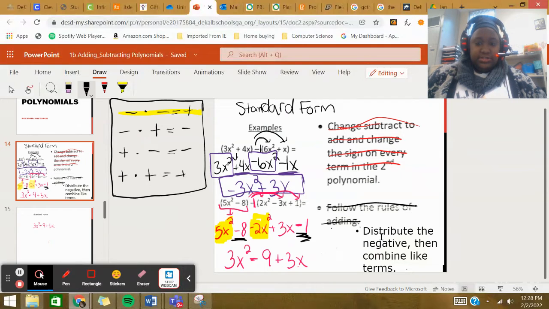Okay, so again, make sure that you guys go ahead and pause the video at this time to copy down the first one if you haven't gotten it. And then I'm going to go ahead and complete the second problem. But again, remember to take out or slash out or put an X through the rules and write the new one, which says distribute a negative, then combine like terms.